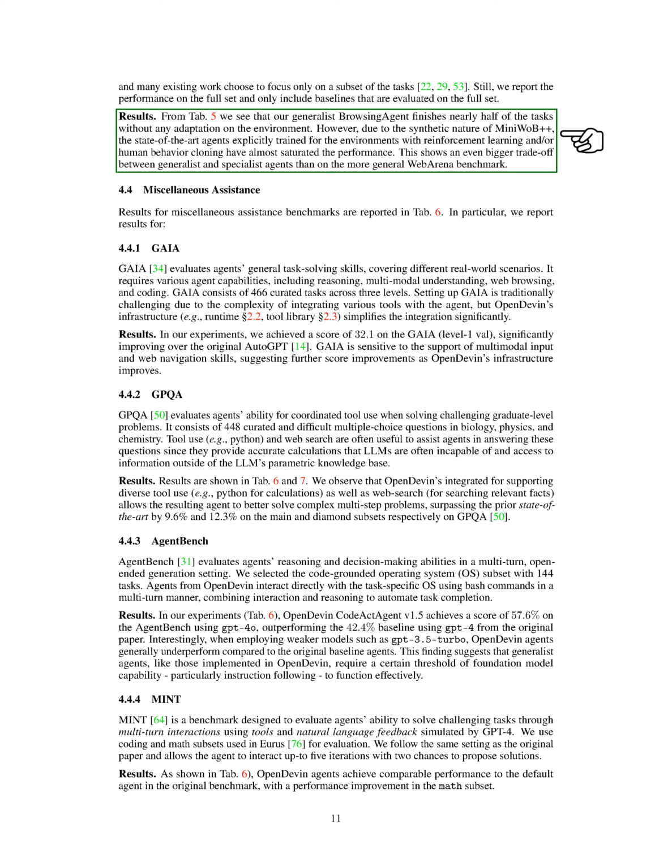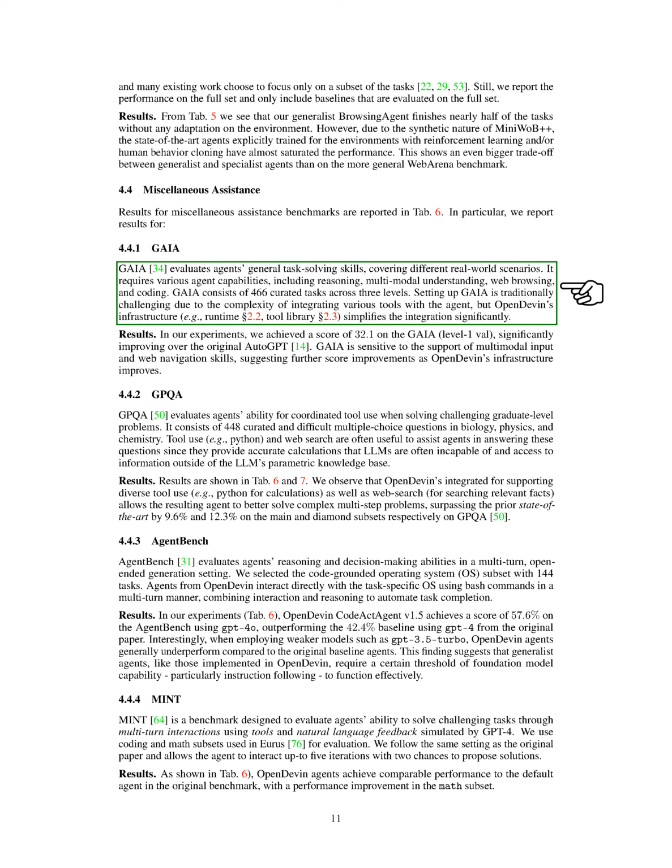We also report results for miscellaneous assistance benchmarks. One of these is Gaia, which assesses agents' general task-solving abilities across various real-world scenarios. It requires a range of capabilities, including reasoning, multimodal understanding, web browsing, and coding. Gaia consists of 466 curated tasks across 3 levels. Traditionally, setting up Gaia has been complex due to the need to integrate various tools with the agent, but OpenDevin's infrastructure simplifies this process significantly.